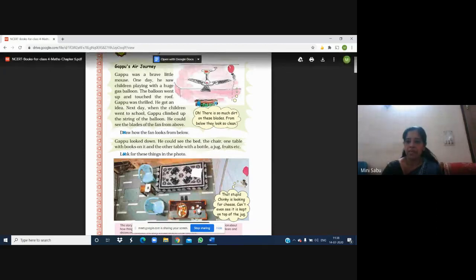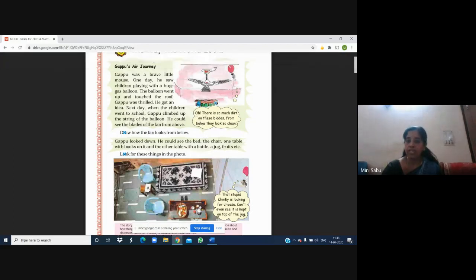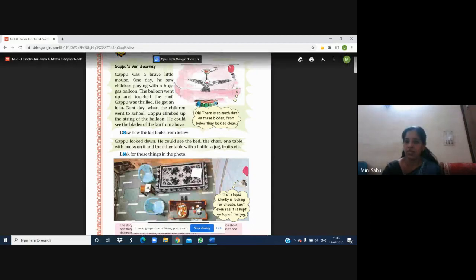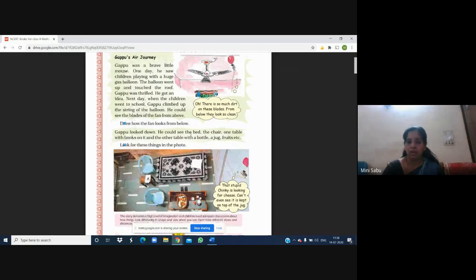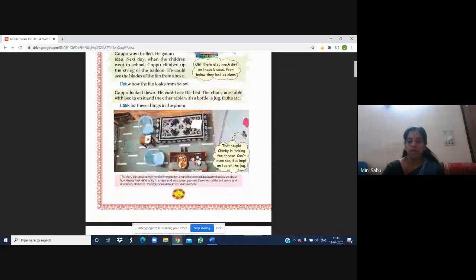See, you can see here, Gappu is sitting here and he is watching the fan from the top. He is commenting, "Oh, there is so much dirt on these blades. From below, they look so clean." When I look from below, the fan looks very clean. But when I took the top view of the fan, I could see how much dirt is there. Draw how the fan looks from below. This is for you to draw. When you look at the fan in your room from below, how does it look? Try to draw it.